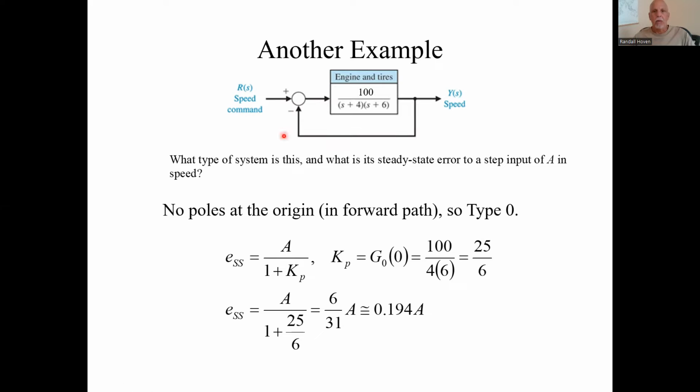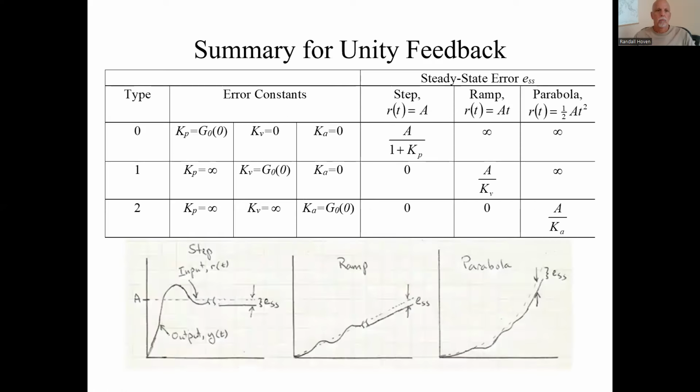Anyway, it's unity feedback. We see no poles at the origin, so it is a type 0 system. And what is its steady state error? Type 0, we are now using this row. Steady state error to a step is this, where this case of P equals that G naught at 0.